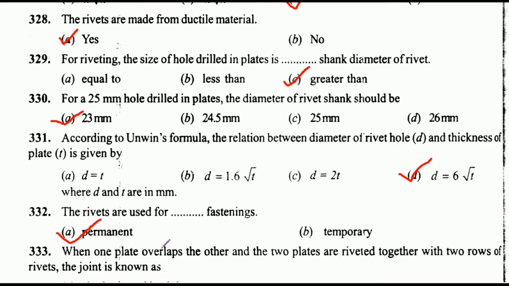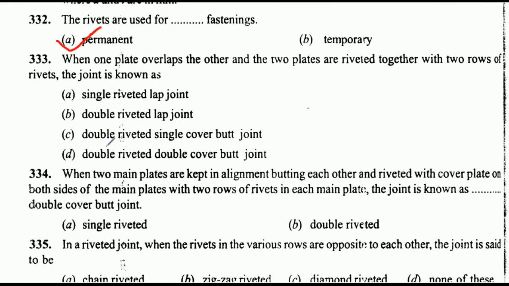Next is when one plate overlaps the other and the two plates are riveted together with two rows of rivets, the joint is known as. Options are single riveted lap joint, double riveted lap joint, double riveted single cover butt joint, double riveted double cover butt joint. So here friends, the correct answer is option B, that is double riveted lap joint.